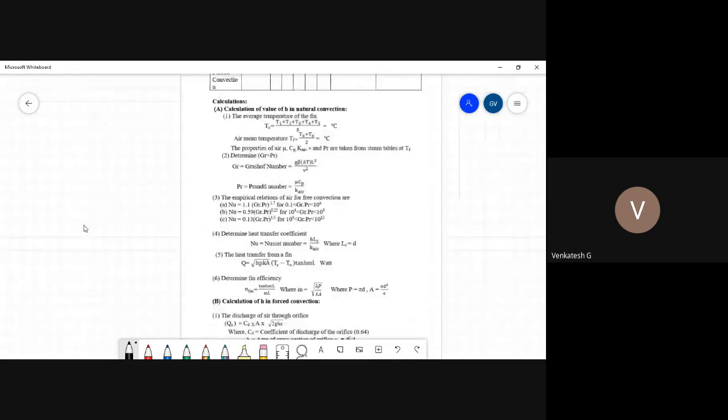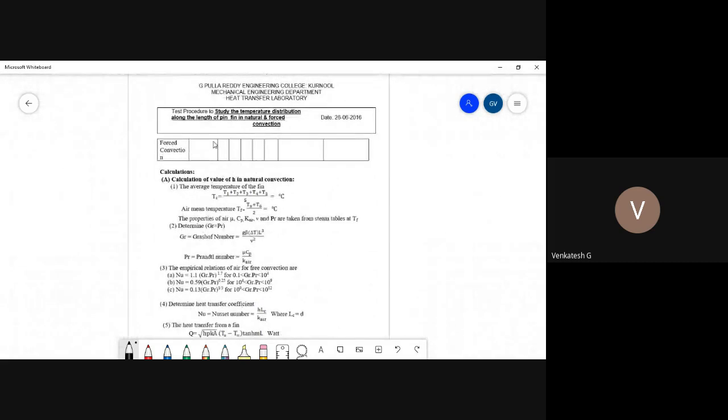Now coming to the calculation part. First we are going to write down the forced convection readings also. The manometer reading we observed from the experiment is 18, so the difference is 18 mm. The temperature readings are 173, 143, 112, 94, and 82, and the ambient temperature is 29 degrees centigrade, and the power supplied is 56.16 watts.